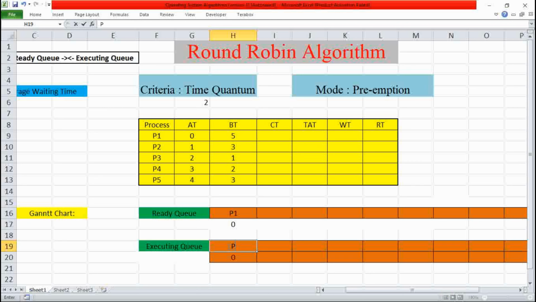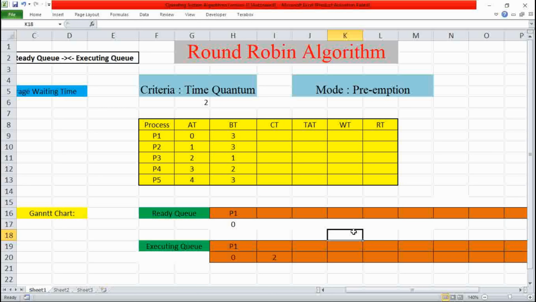So right here P1, and how much time does P1 require to complete its execution? Here it is 5, but you will not write 0 plus 5, because there is a preemption, which means there is a breakage, and the CPU will give that particular P1 process only 2 units. So 5 minus 2 is equal to 3, so it will become 3, and here it will become 0 plus 2 is 2. I hope you get the first step of round robin algorithm.